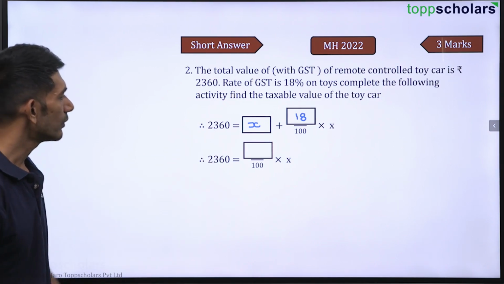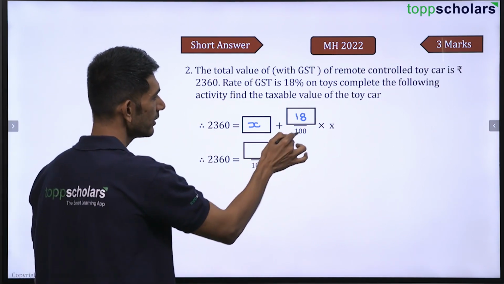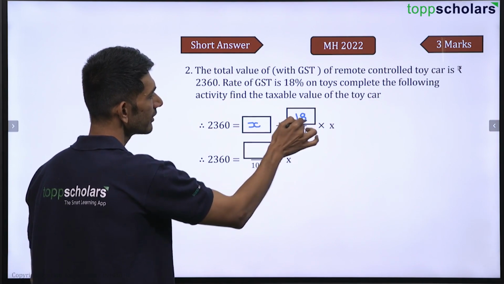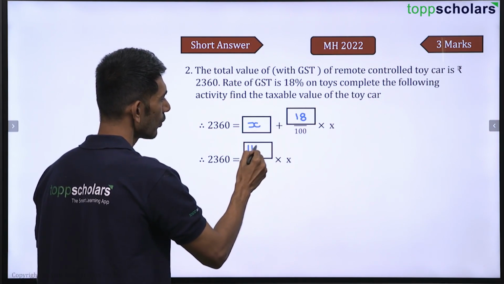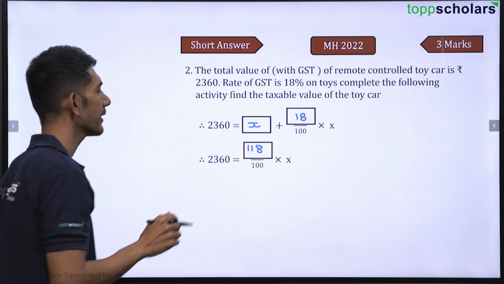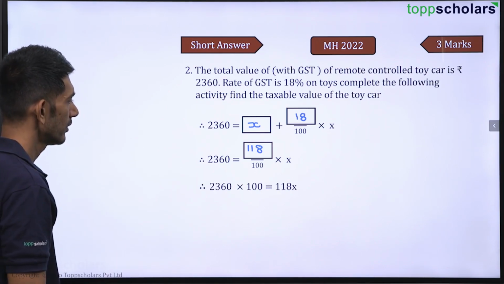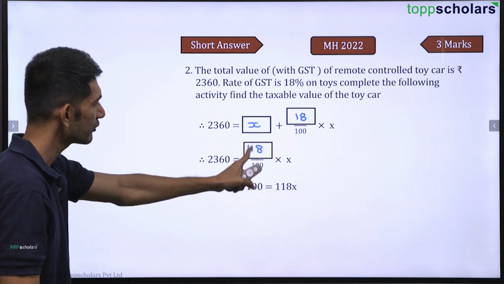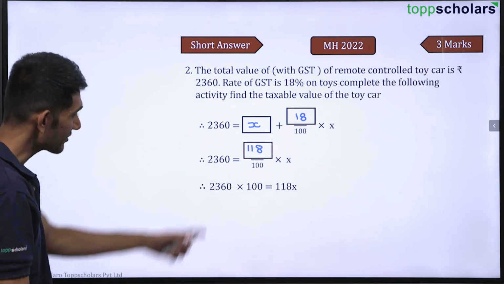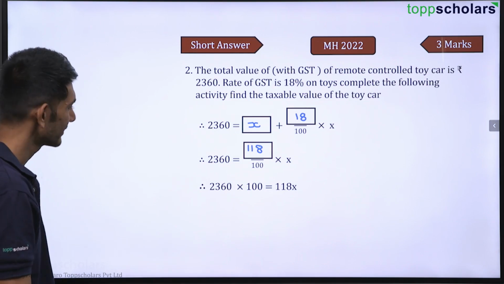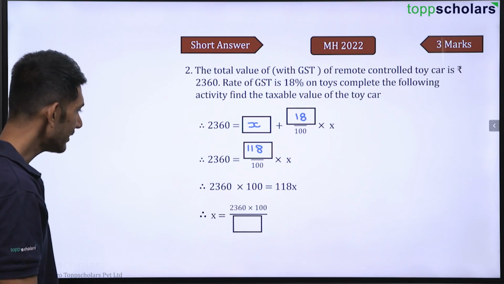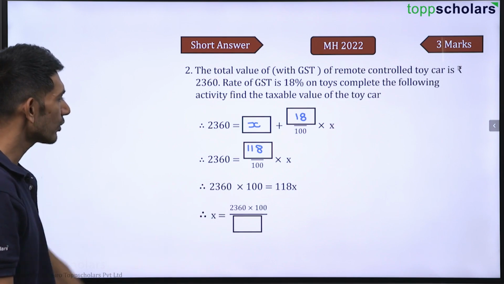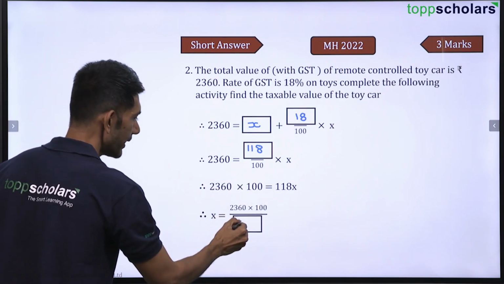So you solve this now. How do we solve this? Denominator becomes 100. 100 into X is 100X. 100X plus 18X is 118X by 100. So 100 goes that side. This is 118, that means this box is correct. You can check the next boxes for your previous ones. And then this becomes 2360 into 100 divided by 118.